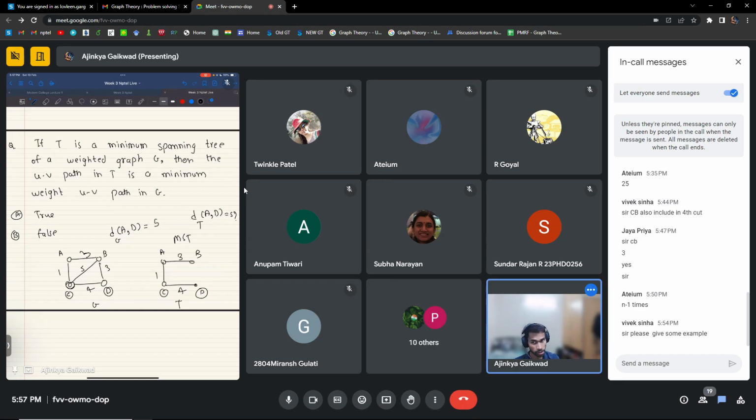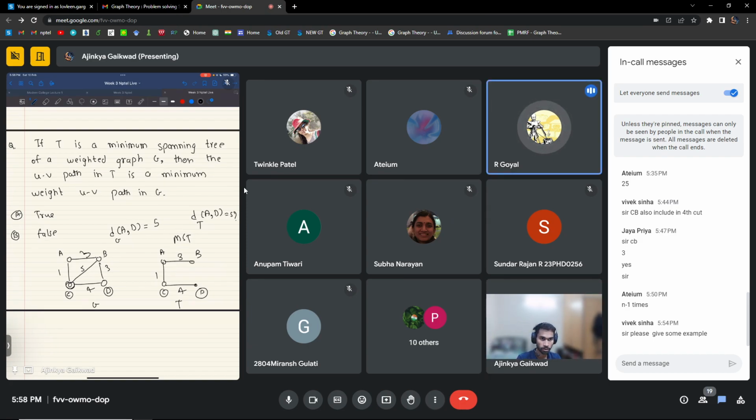So for this specific example, the distance between A and D is the same whether I look at it in graph G or in graph T, the minimum spanning tree of my graph G. Are these two distances equal for all pairs of vertices?